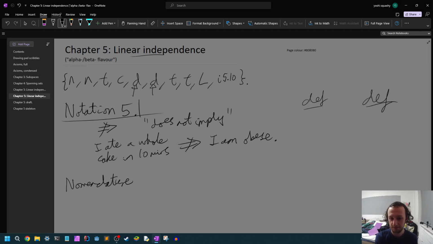It could be that you ate a whole cake that quickly and you're obese. It's not necessarily the case, and this is a logical point we'll come back to when we look at, I can't remember which definition it is, 1, 2, 3, 4, 5, so definition 5.6. I just thought this concrete example would help when we get to that, sort of selling it in the back of your head, hopefully, with a nice visual example.